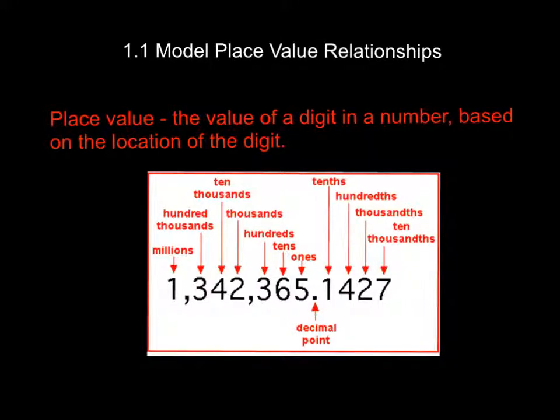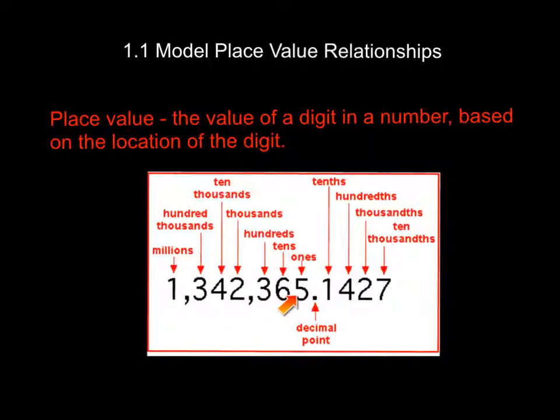Today we're going to model place value relationships. Place value is the value of a digit in a number based on the location of the digit. So as you can see down here below, we have a place value chart. Here we have our decimal point, and the numbers to the right of the decimal point we're going to kind of ignore for today. We're going to look to the numbers to the left of the decimal point.